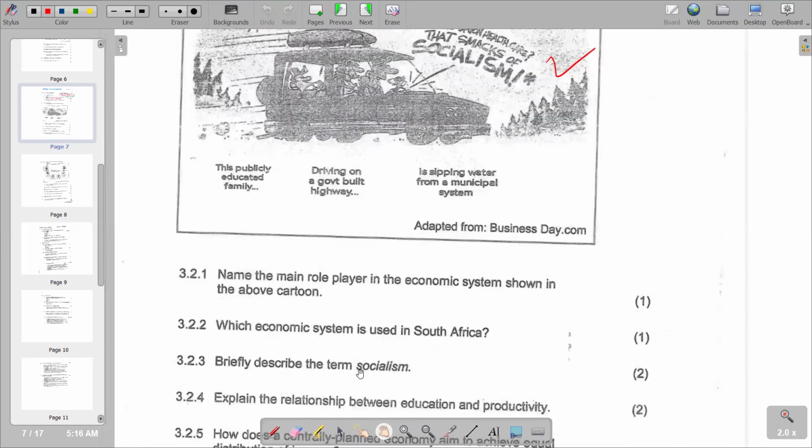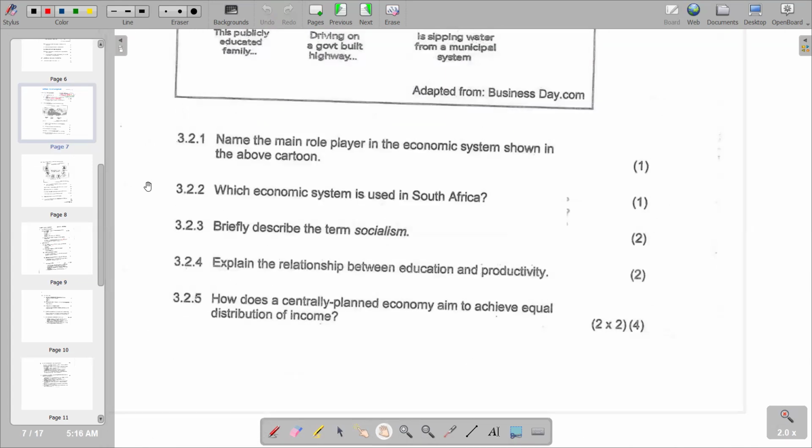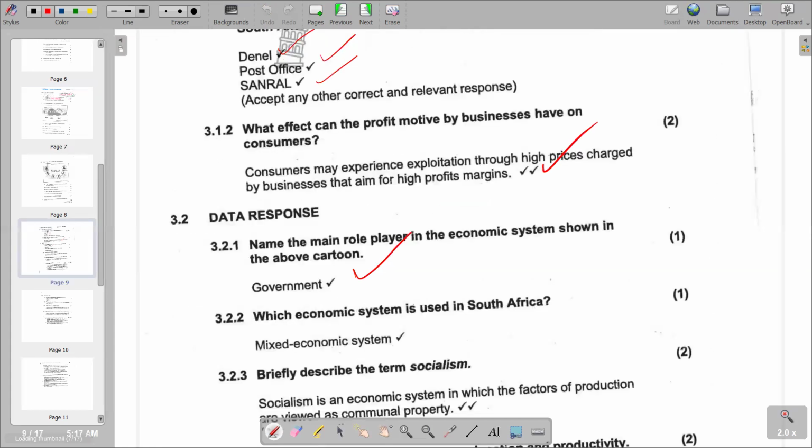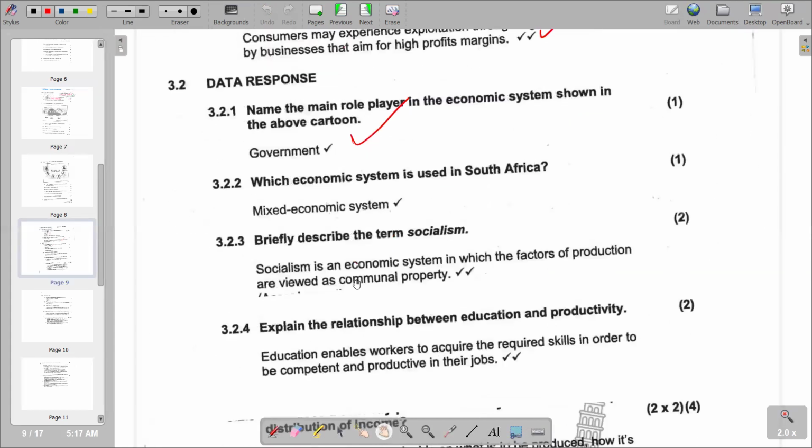We go to the next question, which reads, briefly describe the term socialism. Remember, we've been explaining socialism as the element of community ownership. So we go to that section to see the description, which reads, socialism is an economic system in which the factors of production are viewed as communal property. So basically, this is the description that we have in terms of socialism.